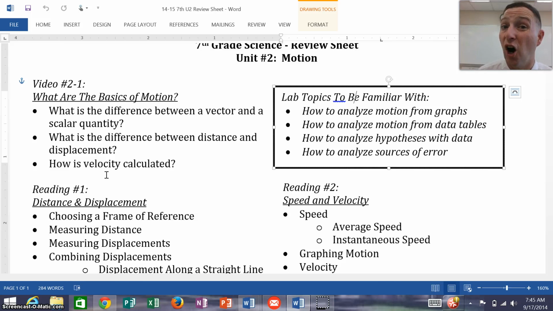Cool? You can also calculate velocity from the slope of a line with distance versus time. Let me see if I can draw on here.